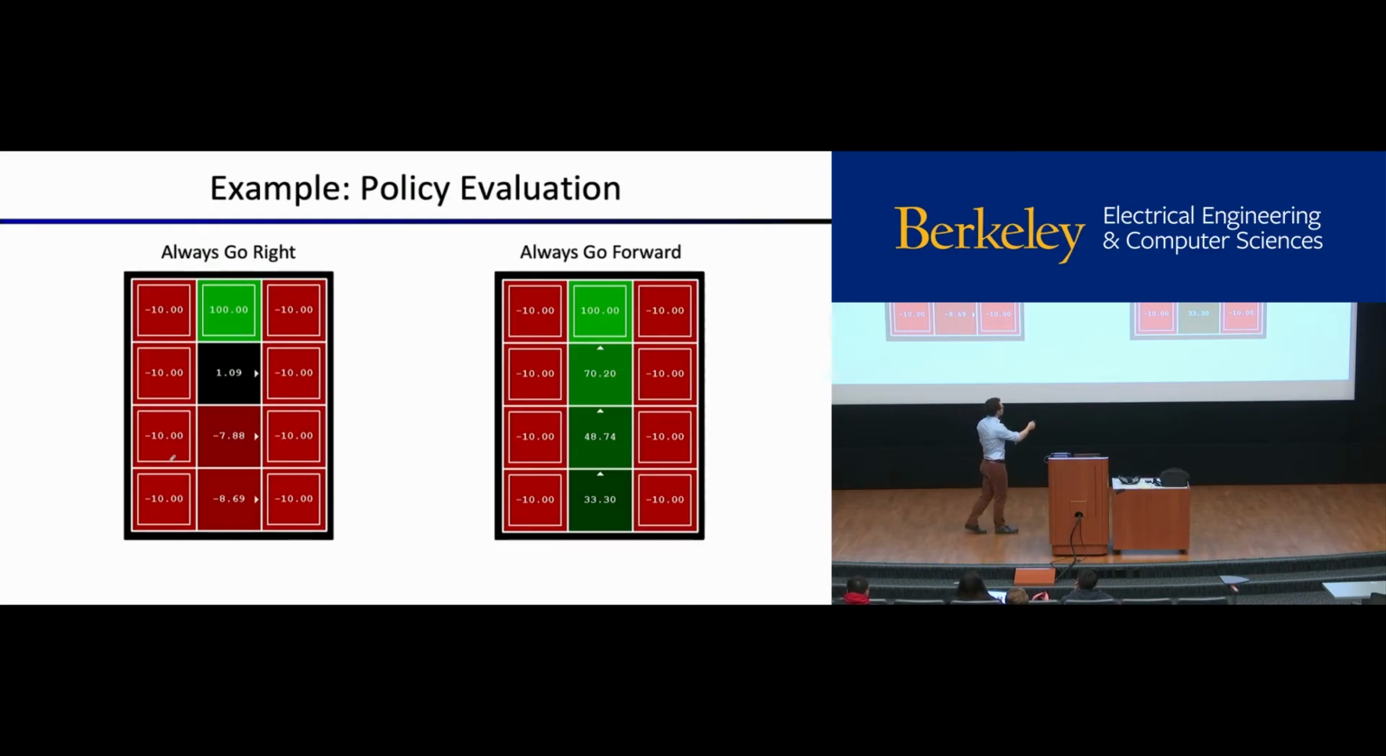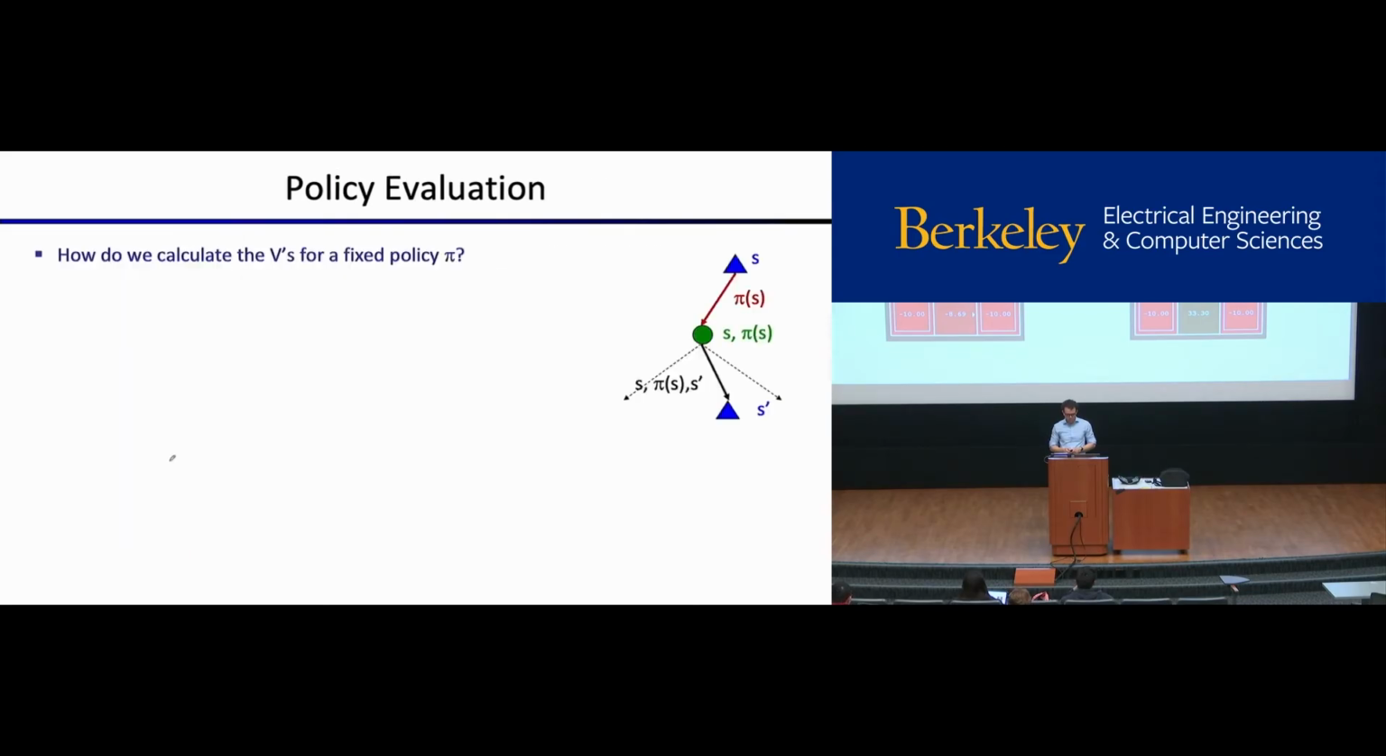Whereas in this case, you're much more likely to make it there, but there's still some probability that you fall off. So neither of these is perfect. You're not always getting your 100 reward, but you're doing okay on the right, and you're not doing so great on the left. Okay, so how do we compute these values? I just showed them to you, but you would have to trust me that those are the right values. How do we get those values?